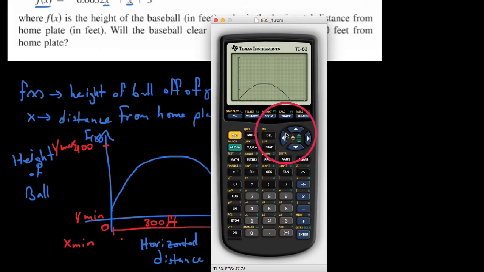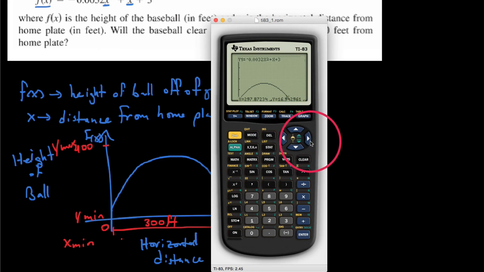In order to determine this, I'm going to hit my trace key, and what you're going to see if I hit left and right is that it traces along your curve. I can actually see how far away from home plate it is and how high above the ground it is at that moment. The neat thing here is we're going to go out to 300 feet and get as close as we can and ask, would it clear a 10-foot fence? Because at 302 feet it's still 13 feet in the air, we should be able to conclude that it will clear this fence.